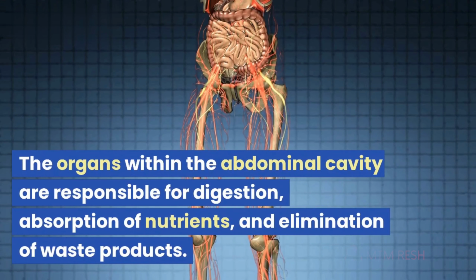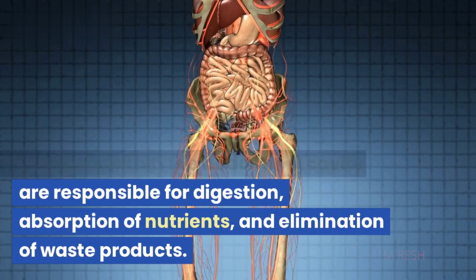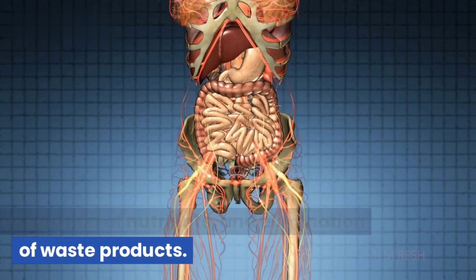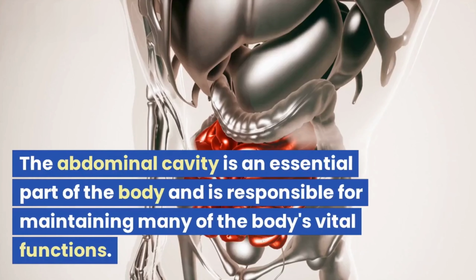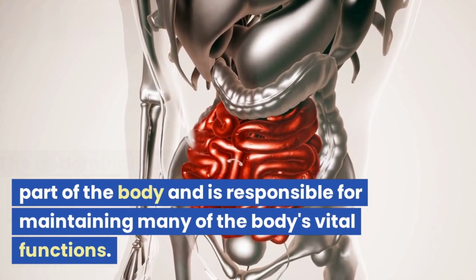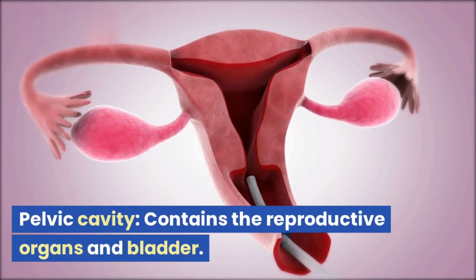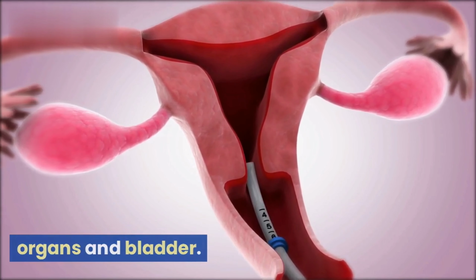The organs within the abdominal cavity are responsible for digestion, absorption of nutrients, and elimination of waste products. The abdominal cavity is an essential part of the body and is responsible for maintaining many of the body's vital functions. Pelvic cavity contains the reproductive organs and bladder.